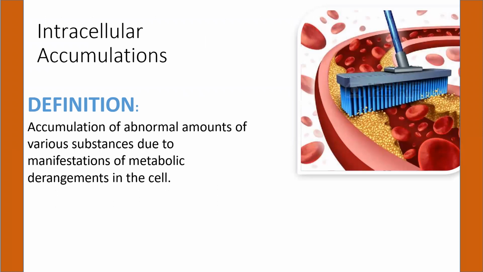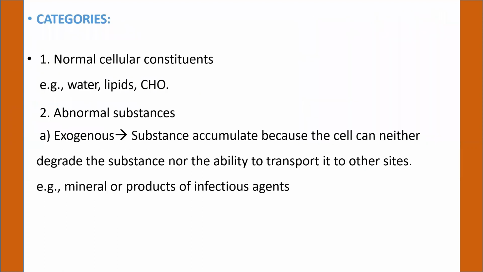And next is the intracellular accumulation. It is a cause of the morphological or structural changes in the cell. Okay. So, intracellular accumulation of abnormal amounts of various substances, due to the manifestation of metabolic rearrangements in the cell.